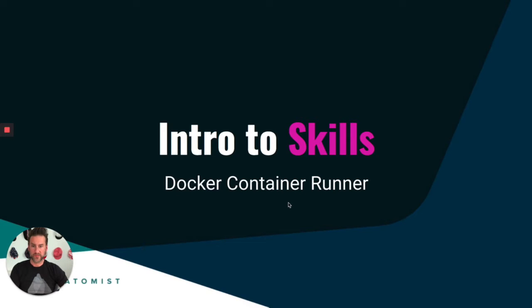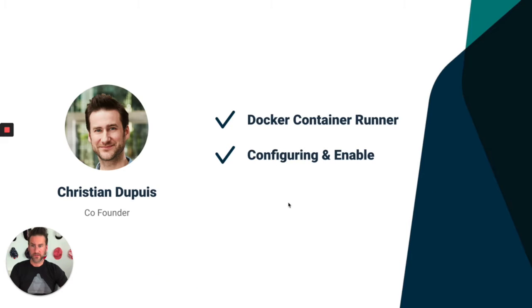This episode is about the Docker Container Runner skill. I'm Christian, co-founder at Atomist, and today I'll show you how you can configure and enable the Docker Container Runner skill to run any public images against your Git pushes.